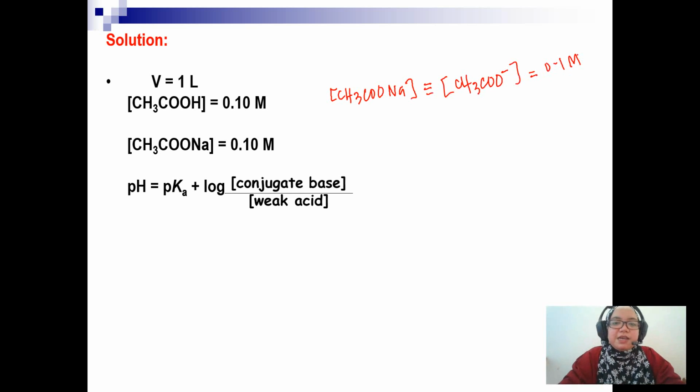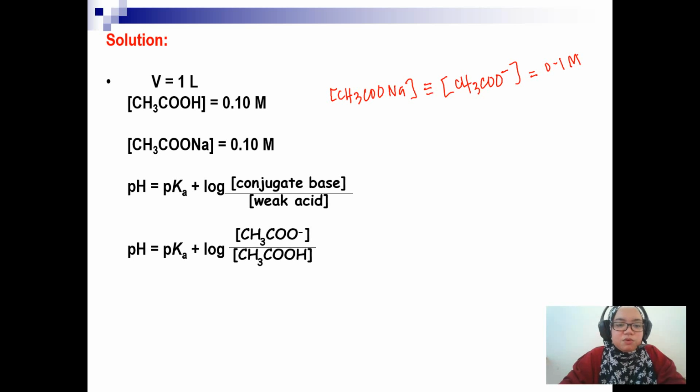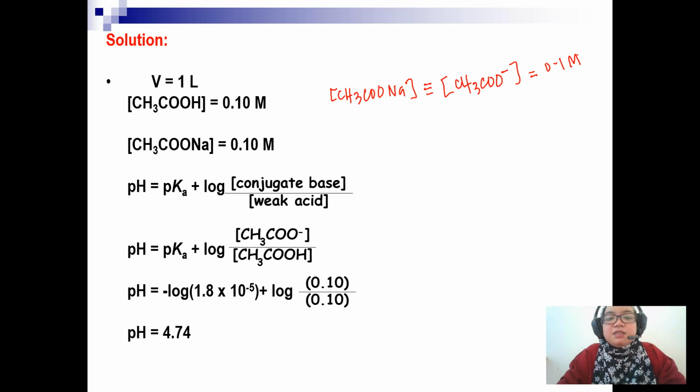Okay, alright. So when we assume like that, we can directly substitute the values we have from earlier. It gives us the Ka value, and it gives us the concentration value. So when we calculate, we get pH equals 4.74. Okay, so pH is 4.74. So that is how you find the pH of the buffer solution.